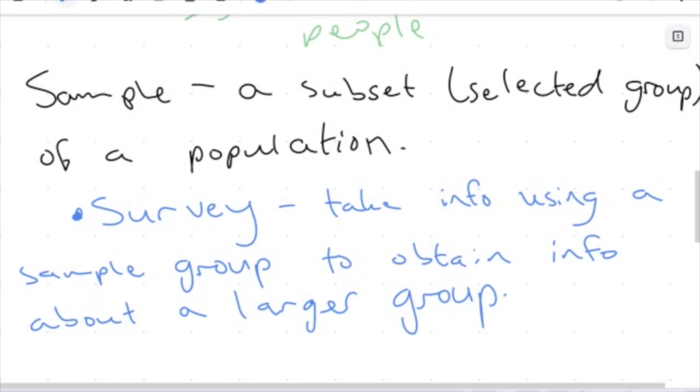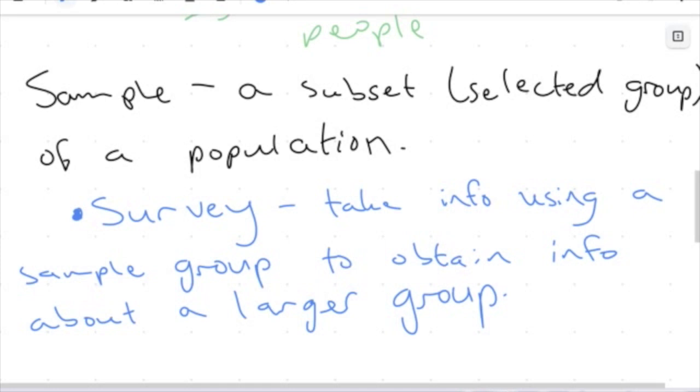So that's what these surveys are. Now, some surveys are large-scale things, like a census. You're looking at the entire population. But a survey allows us to take information from a smaller group and we're applying what we've learnt about that to a larger group.